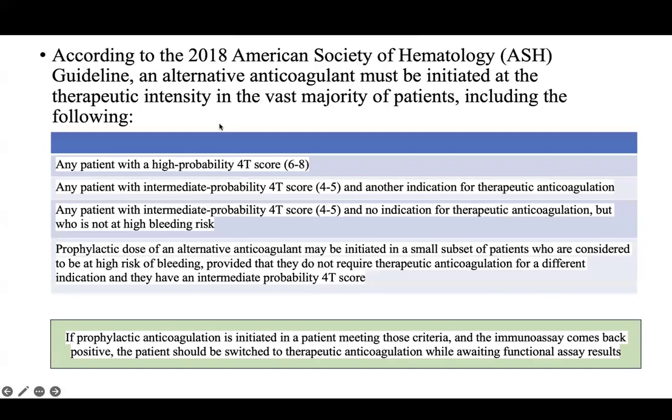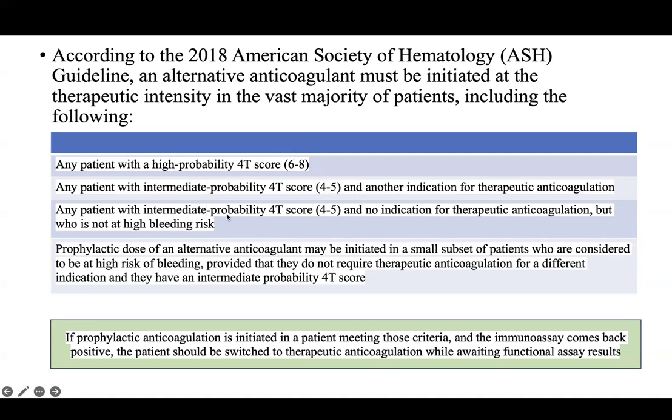So according to the 2018 American Society of Hematology guidelines, an alternative anticoagulant must be initiated at the therapeutic intensity in the vast majority of patients. So in which patients should you start an alternate anticoagulant? There are indications which have been given. Any patient with a high probability, that is a 4T score of 6 to 8, you have to start an alternate anticoagulant. Suppose a patient has intermediate probability of 4T score, that is 4 to 5, but has another indication for therapeutic anticoagulation, you have to start him on anticoagulation.